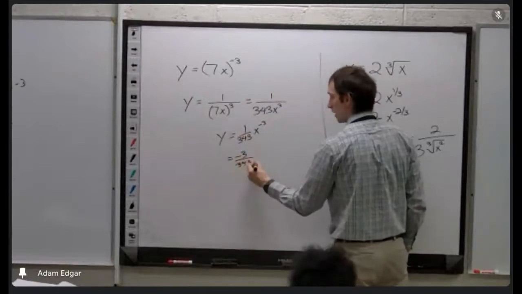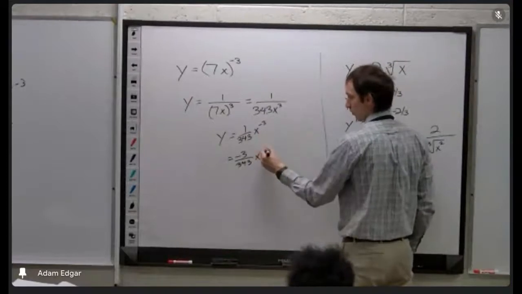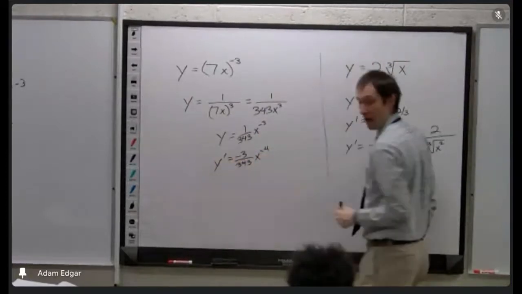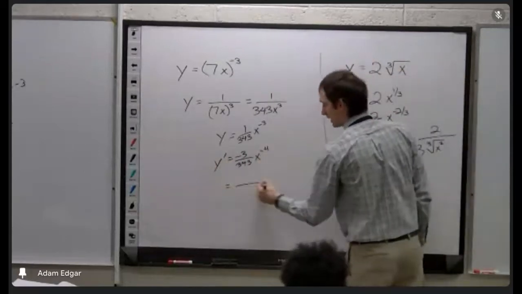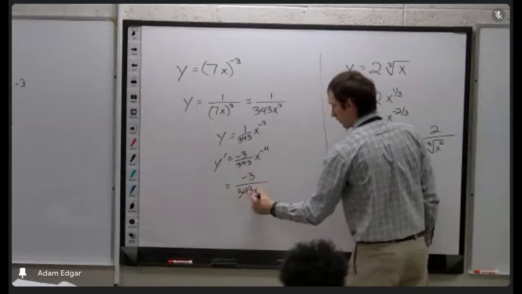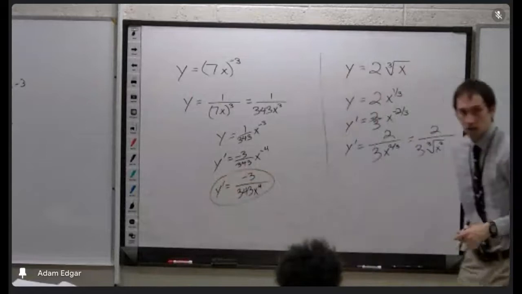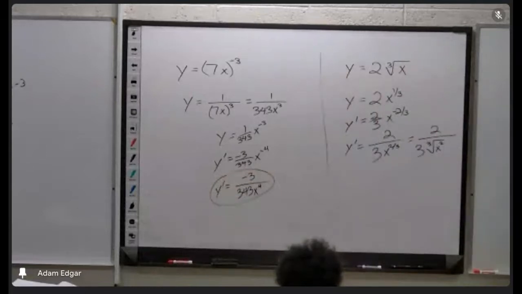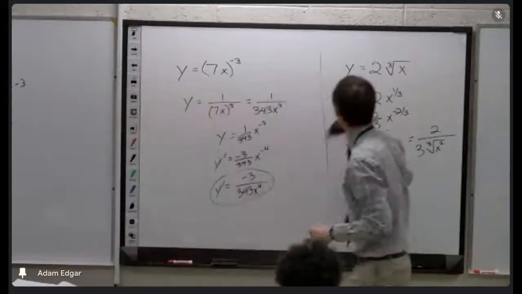And then what's -3 minus 1? -4, right? Not -2. This is now y prime because you've now done your derivative. And now you throw x back into the denominator to get rid of the negative exponent and make it -3 over 343x to the 4th. There's a lot of moving parts there. So that was probably the toughest of the ones that we looked at so far. Here's another one.